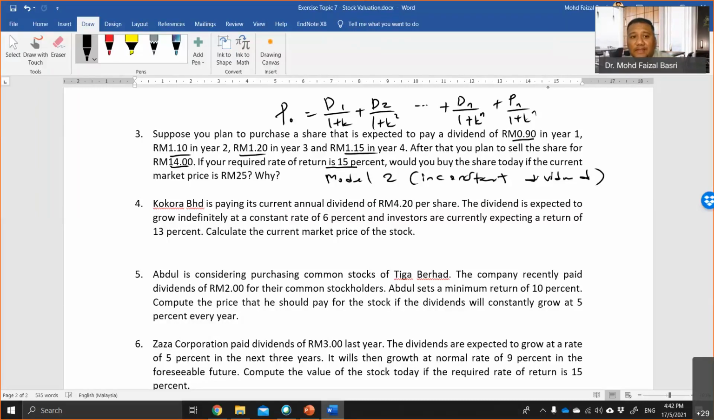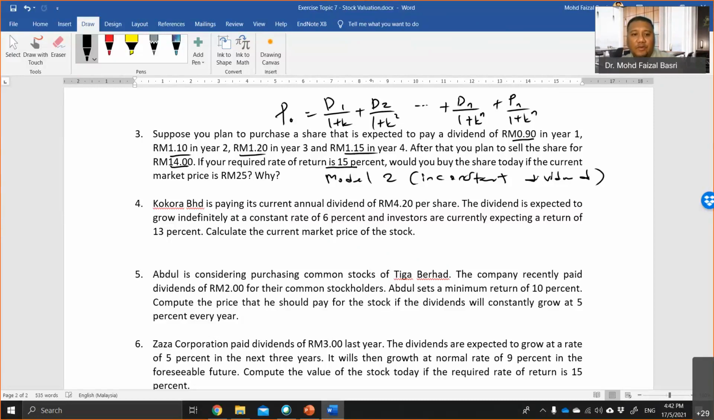So your D1 is 90 cent, D2 is 110, D3 is 120, and D4 is 115. So meaning you have 4 years of dividend with a selling price of 14 ringgit. Okay, and you try yourself, number 3.